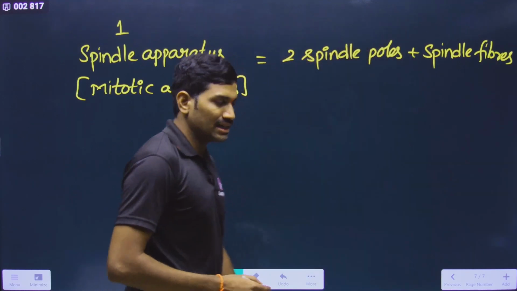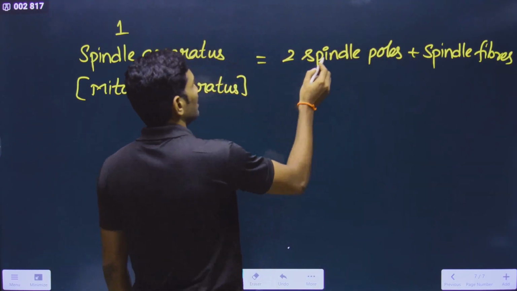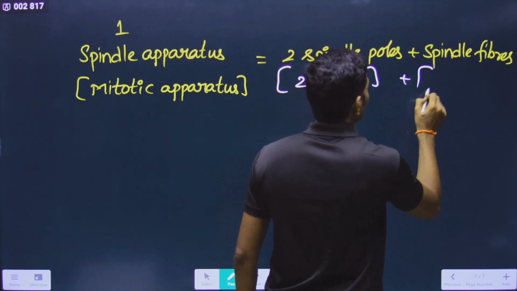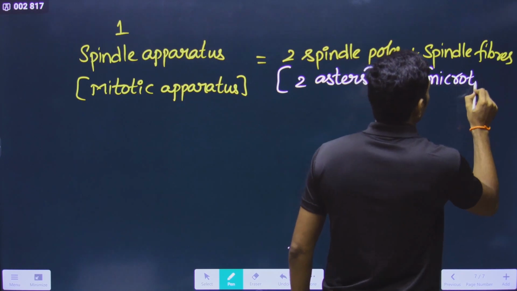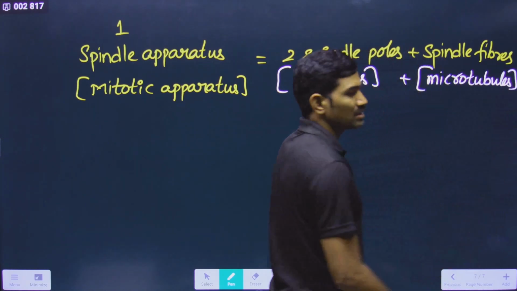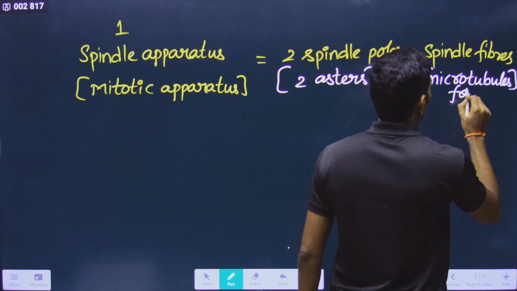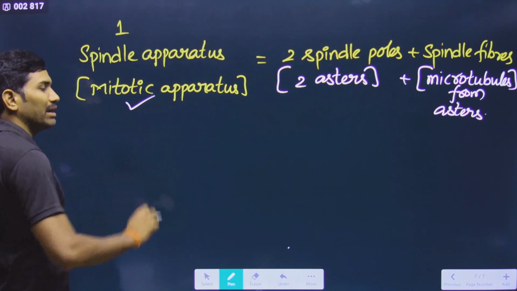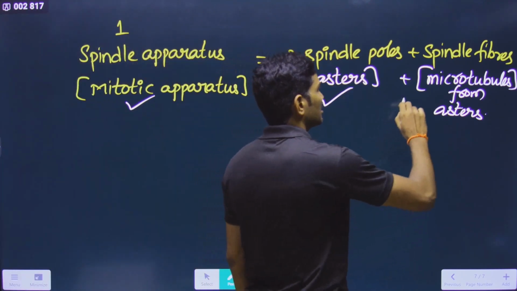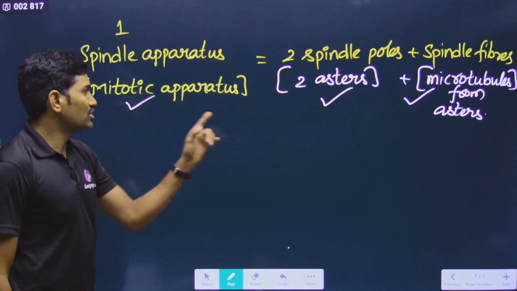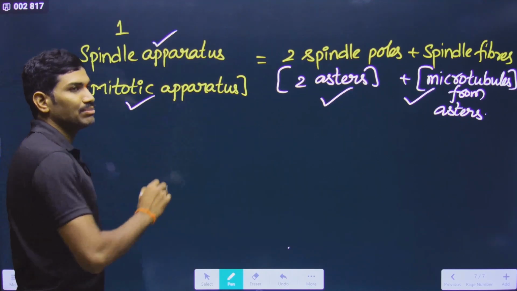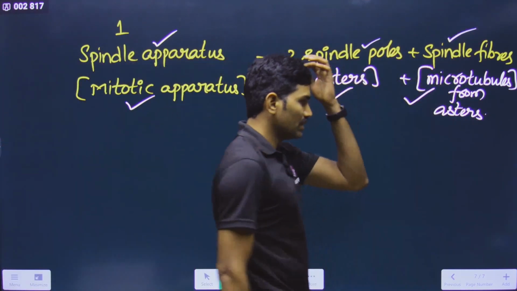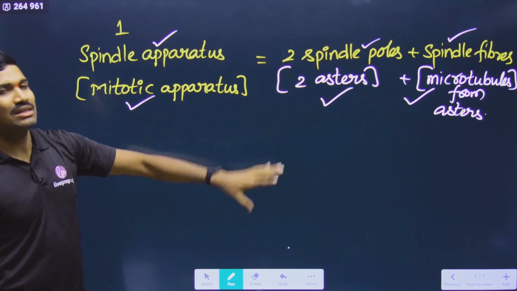This is how technically you write it, but in this particular chapter, instead of two spindle poles, they have given two asters, plus, instead of spindle fibers, simply microtubules from the asters. Please understand this. In this chapter they used the term mitotic apparatus, and they are saying two asters plus microtubules from the asters. But in the cell chapter, under the centrosome, they used the term spindle apparatus, and it is nothing but two spindle poles plus spindle fibers. Understood or not? This is the information.